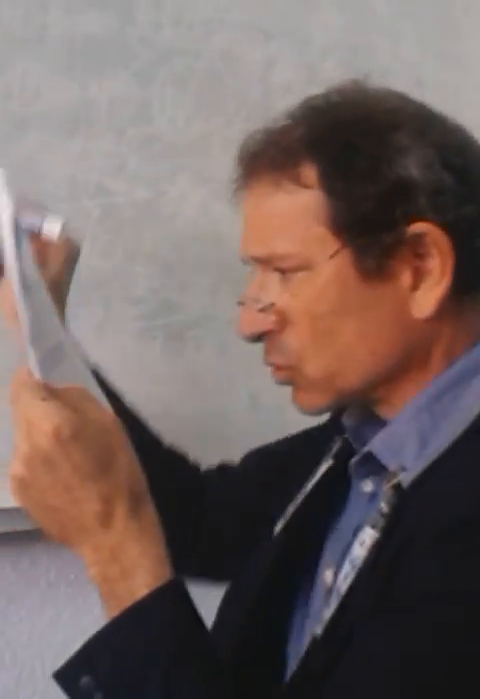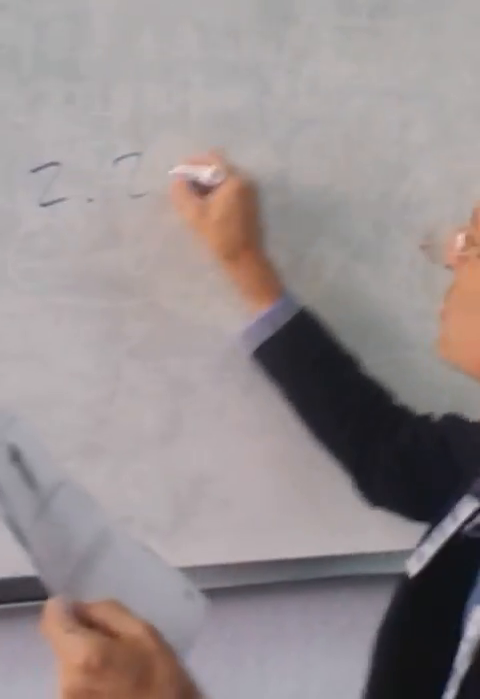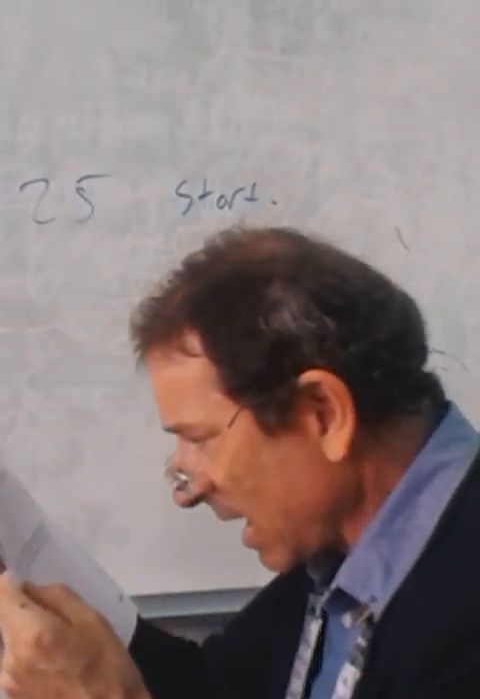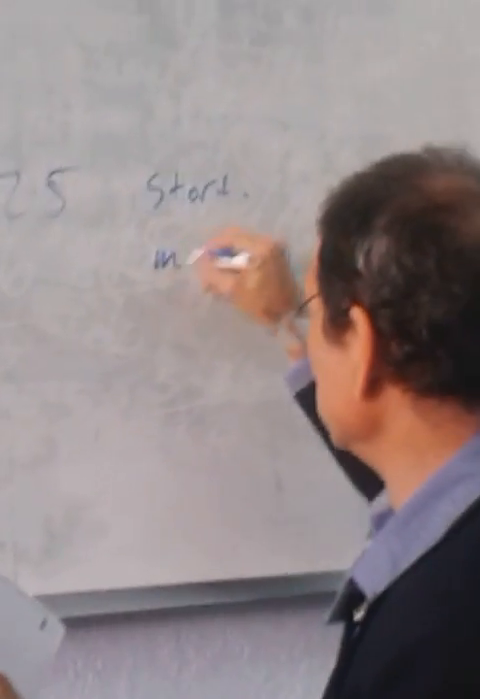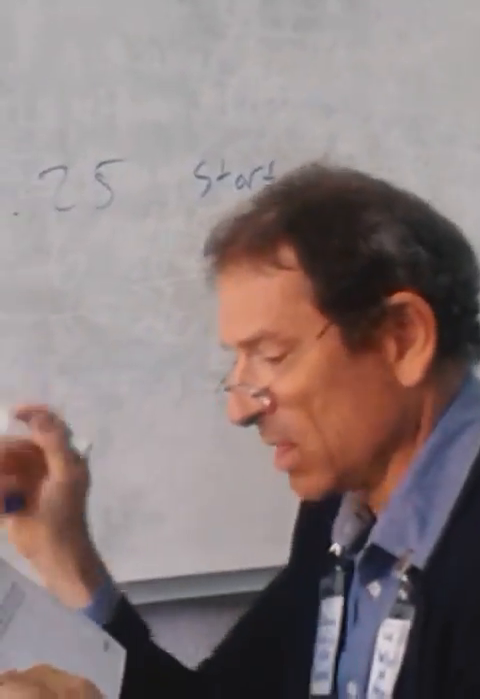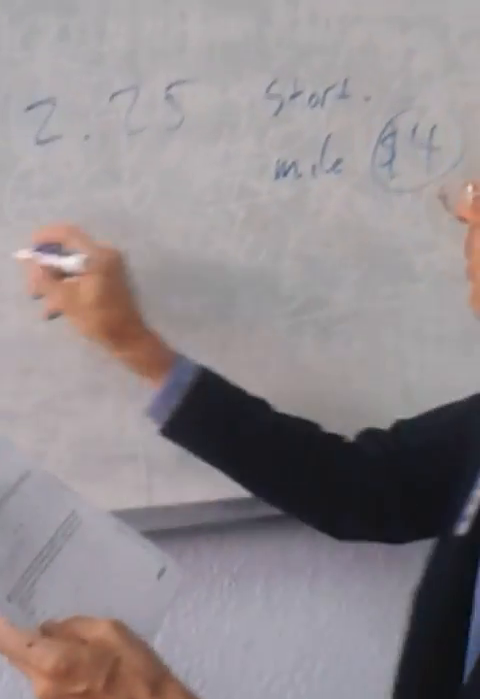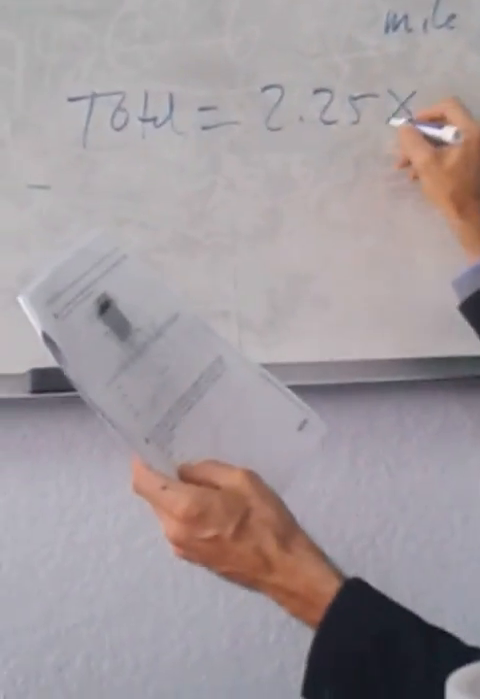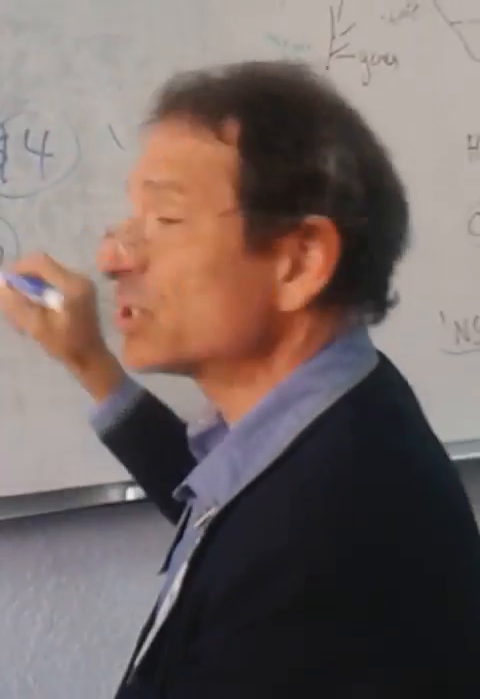This is called the taxi driver problem. Now, the driver charges $2.25 just to walk in. That's to start. And then, for every mile, he wants to charge you $4.